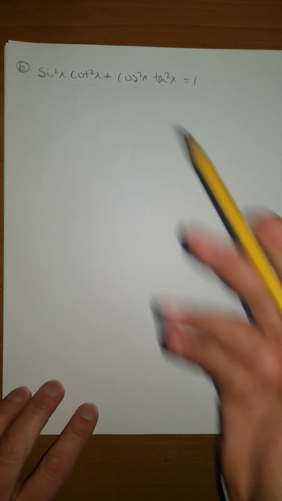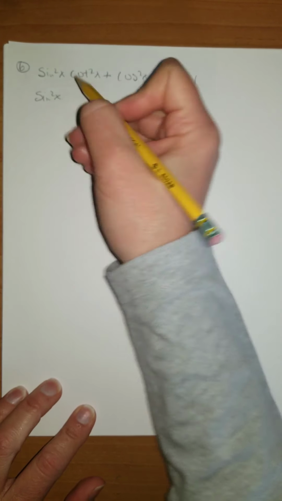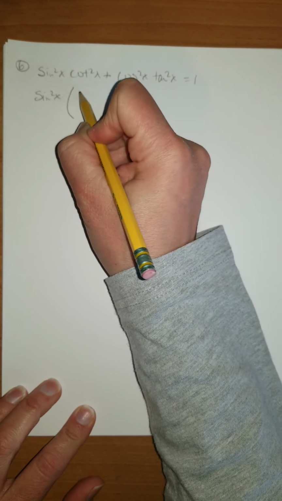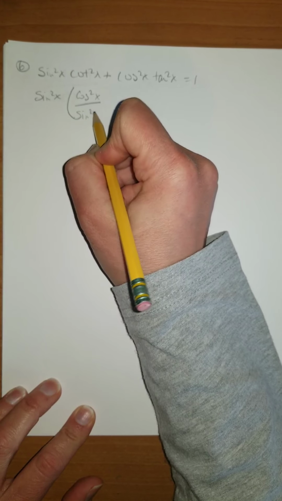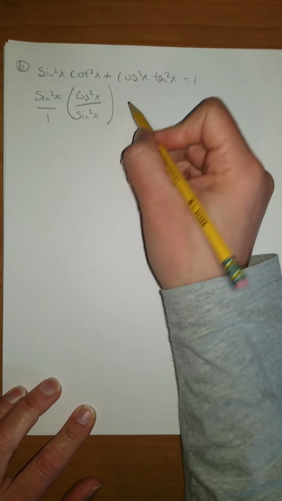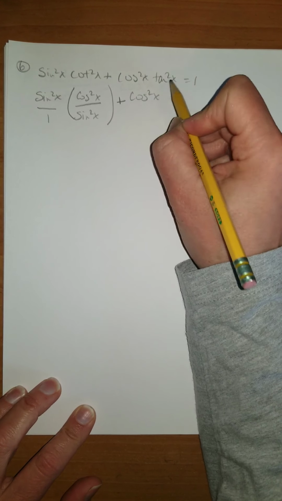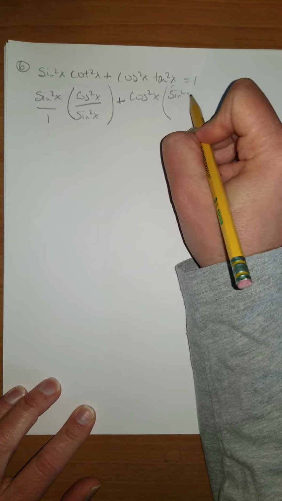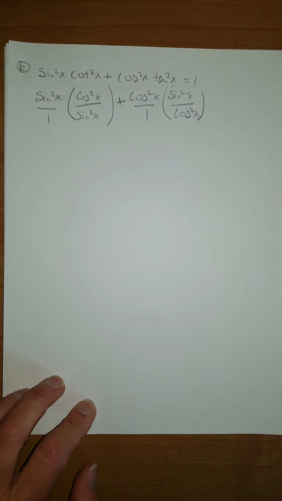So let's simplify things by changing everything to sines and cosines. This is going to be sine squared of x, times the cotangent, which is cosine squared of x over sine squared of x. Since I'm multiplying fractions, I'm going to put this over 1 because it's easier to see numerator and denominator. We're going to leave the cosine squared of x here, and that's the sine squared of x over the cosine squared of x. Again, since I'm multiplying fractions, I'm going to do that.